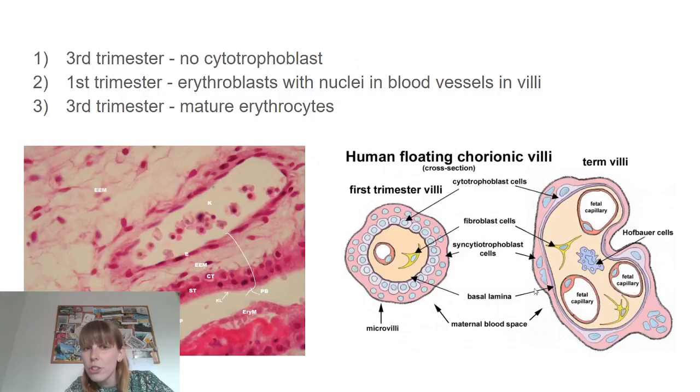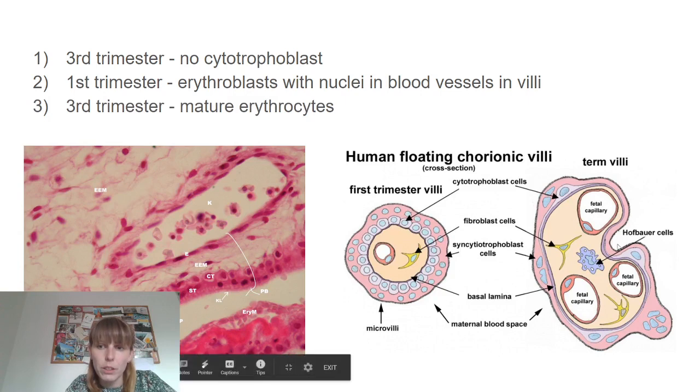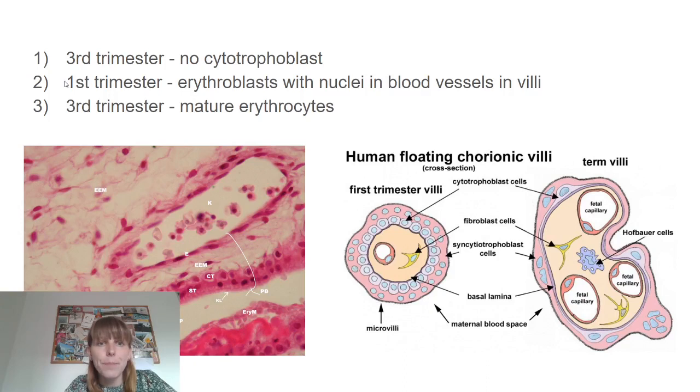So in general, the differences are that in the third trimester there will no longer be the cytotrophoblast visible in the wall of the villus when you have it on cross section, and the other difference is based on the red blood cells that we will see inside the blood vessels inside the villi. So during first trimester there are still not mature erythrocytes. There are erythroblasts which still have nuclei.